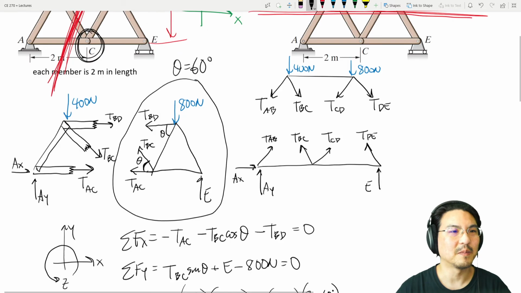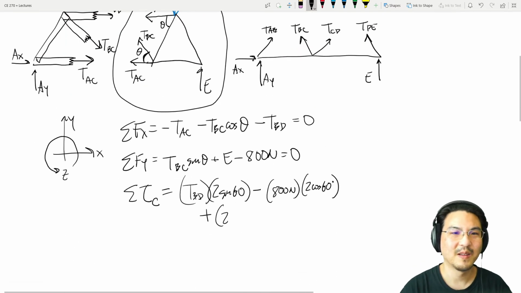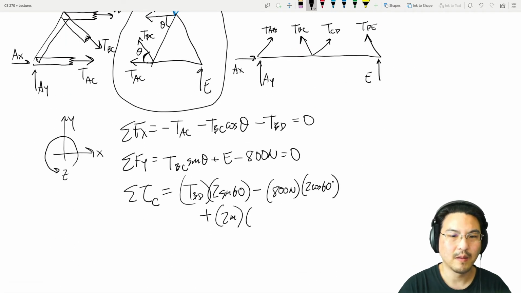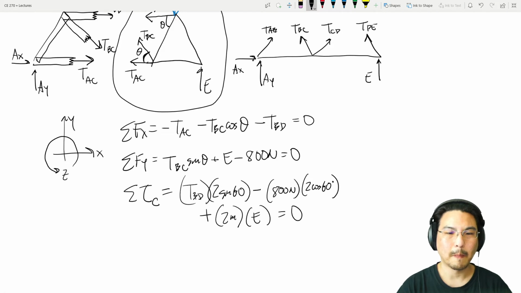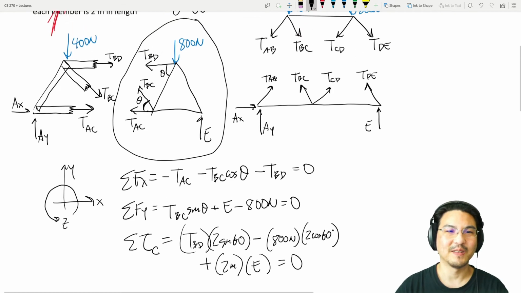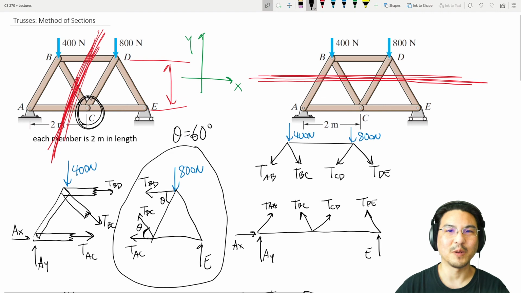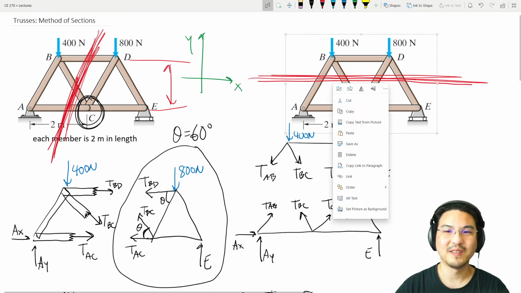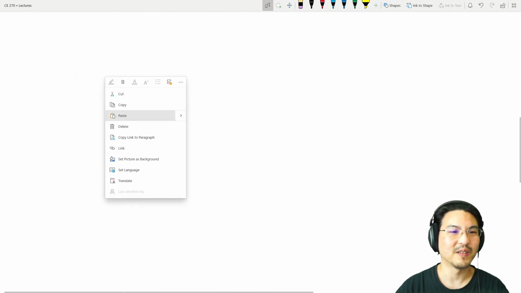Okay, meters. Okay, so I have 3 equations, 4 unknowns. I can't solve it. So what should we do? Take the free body diagram of the whole structure.